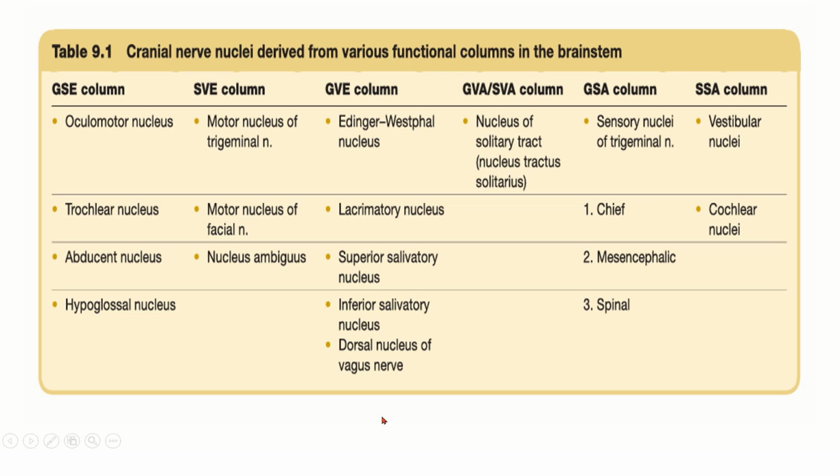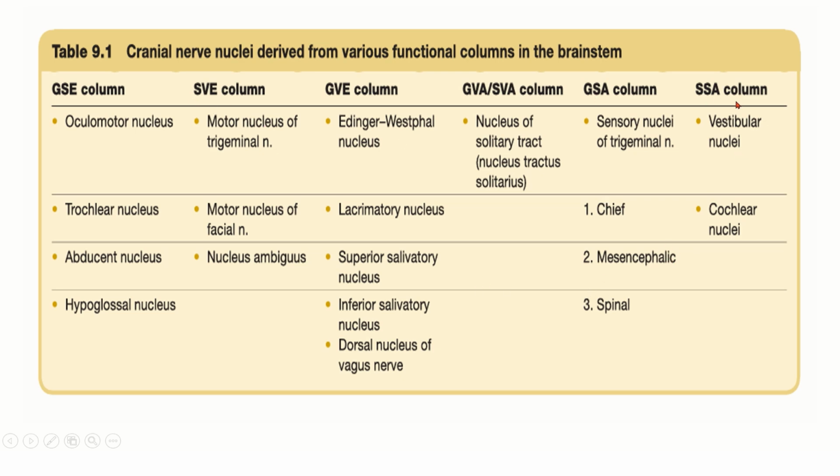The general visceral efferent column: Edinger-Westphal nucleus, lacrimatory nucleus, superior salivatory nucleus, inferior salivatory nucleus, and dorsal nucleus of the vagus. All these supply the viscera. General visceral afferent and special visceral afferent: the nucleus of tractus solitarius, both general as well as special sensations, that is, taste sensation also comes here. General somatic afferent includes the chief sensory, mesencephalic and spinal nucleus of the trigeminal nerve, so mainly the trigeminal nerve. Special somatic afferent: the vestibular and cochlear nuclei.